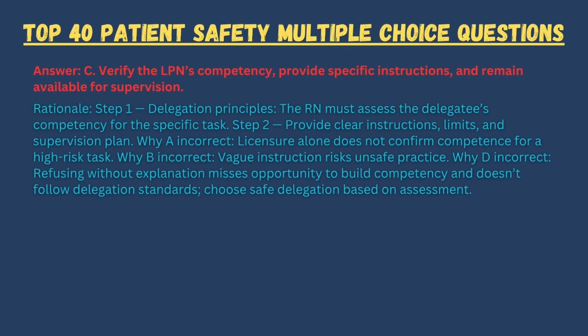Rationale. Step 1. Delegation principles. The RN must assess the delegatee's competency for the specific task. Step 2. Provide clear instructions, limits, and supervision plan. Why A. Incorrect. Licensure alone does not confirm competence for a high-risk task. Why B. Incorrect. Vague instruction risks unsafe practice. Why D. Incorrect. Refusing without explanation misses opportunity to build competency and doesn't follow delegation standards. Choose safe delegation based on assessment.